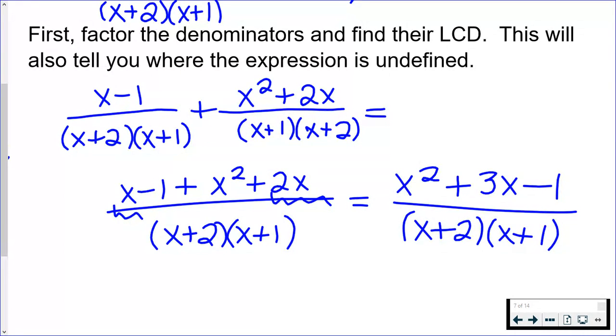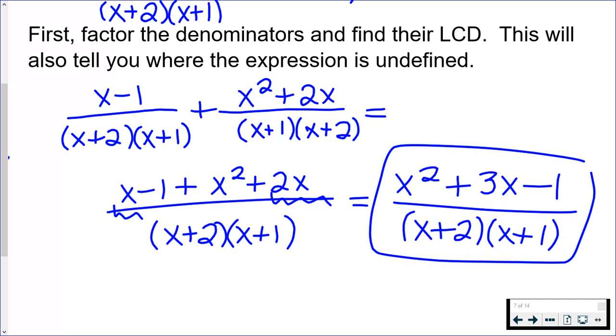Now, what you want to check for is that this is completely simplified. So you want to look at the numerator and you figure out if it's factorable. If it is factorable, go ahead and factor it. If you have a matching factor in the numerator and the denominator after doing that, those can eliminate. But for this one, there are not two numbers that multiply to -1 and add to 3, so there's no more simplifying I can do here, and I'm done.